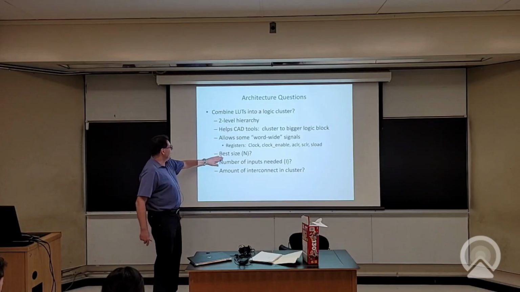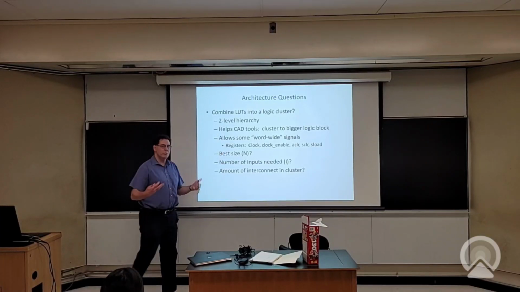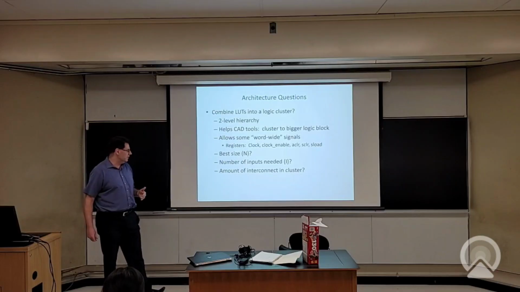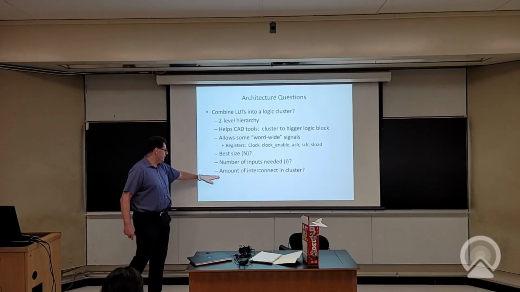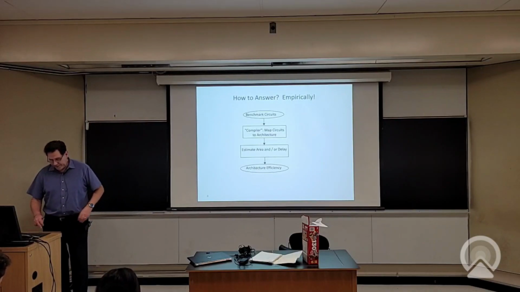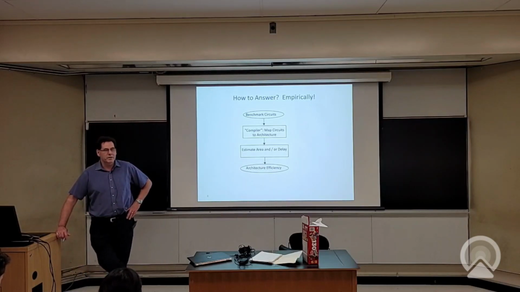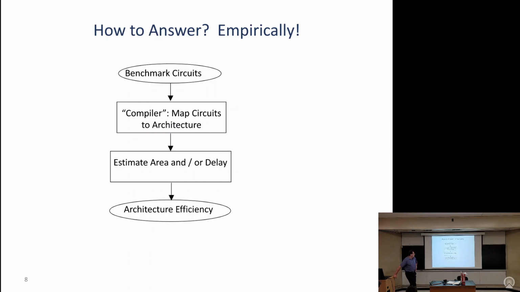Okay, so the first question is, is this a good idea? Then if it is, how many things should we put in it? What's the best number of BLEs? How many inputs should we take in, and how much interconnect should we put in the cluster? So how do we answer that? You basically can't answer it on a whiteboard. It's too many trade-offs, so you can get some insight, but you have to do it empirically.